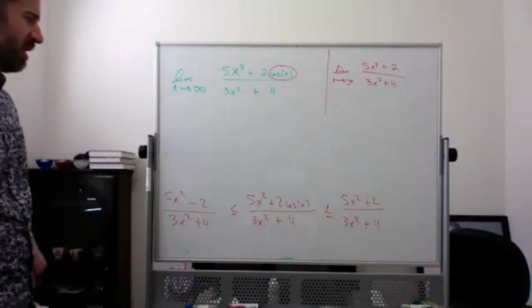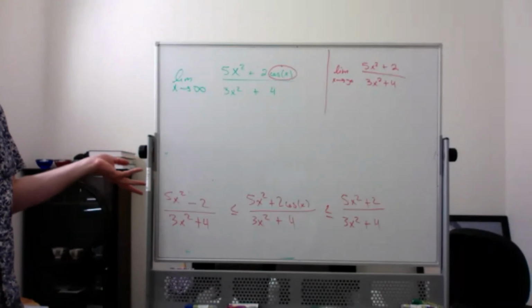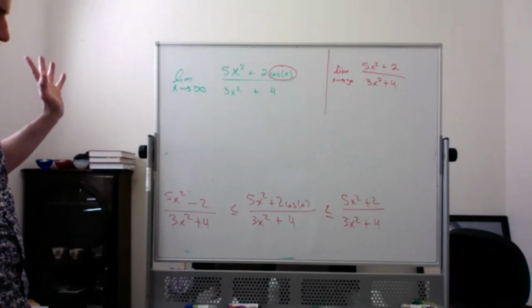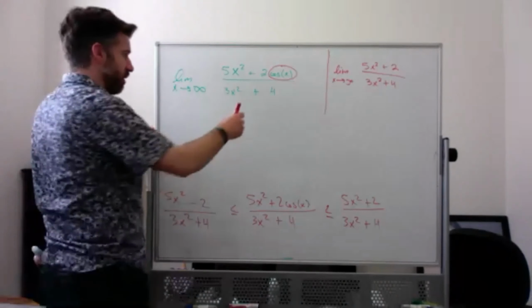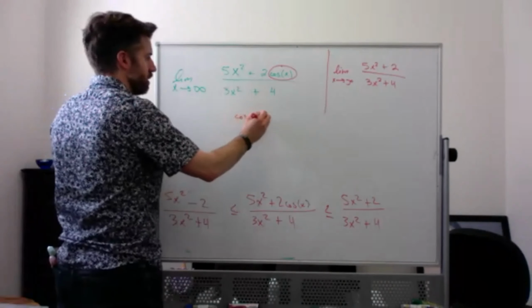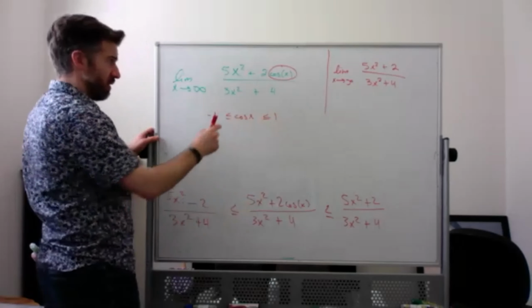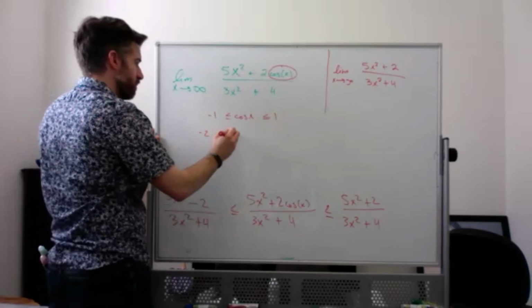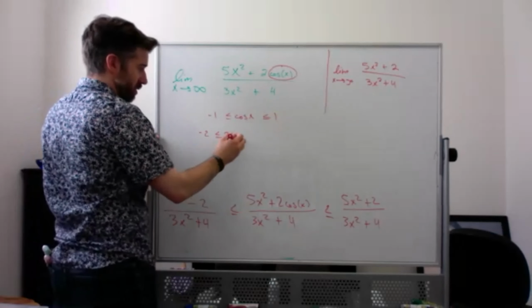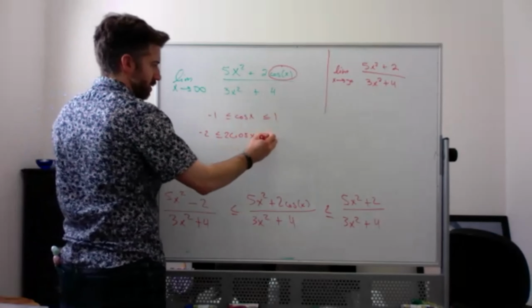Now, I certainly understand maybe not being able to see this right off the bat. It takes me a while to figure out too. But here's the way you can get there. You can start with cosine of x between negative 1 and 1. You can multiply everything by 2. So negative 2 is less than or equal to 2 cosine x, less than or equal to 2.